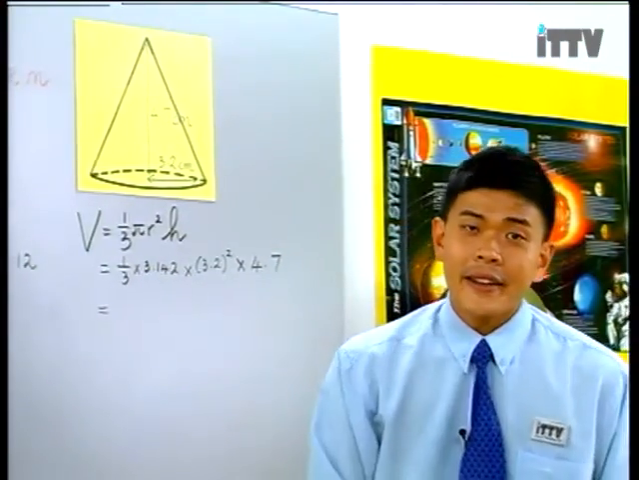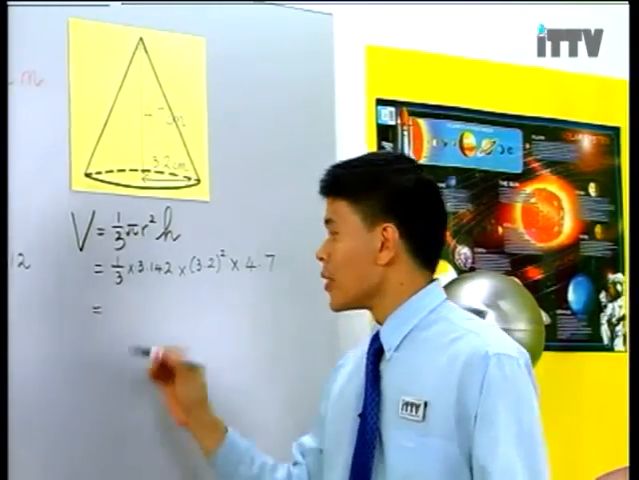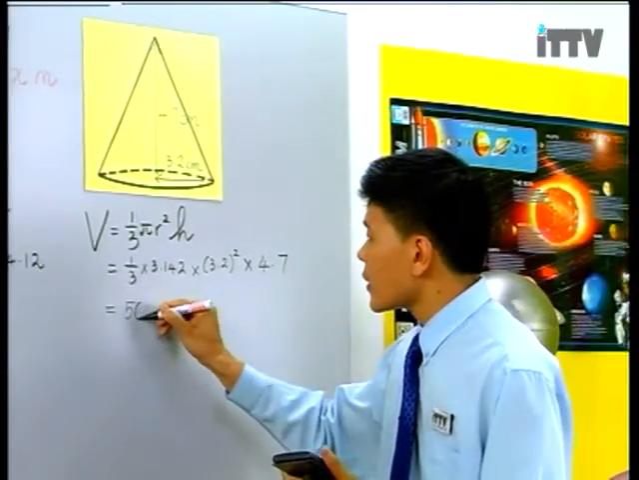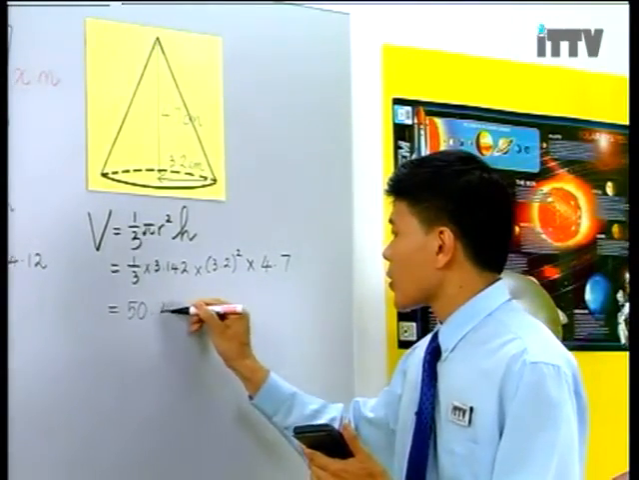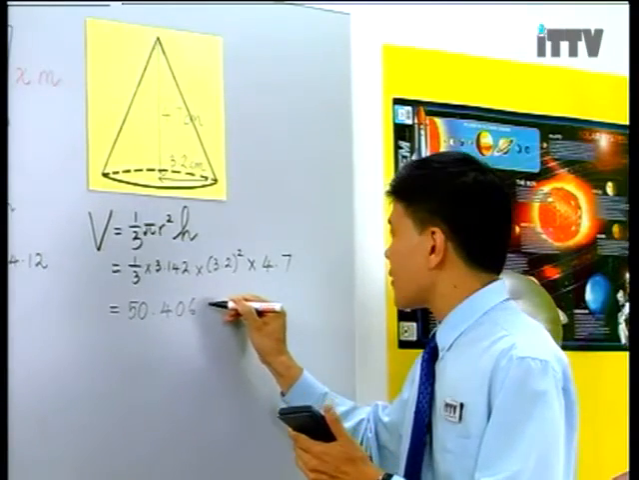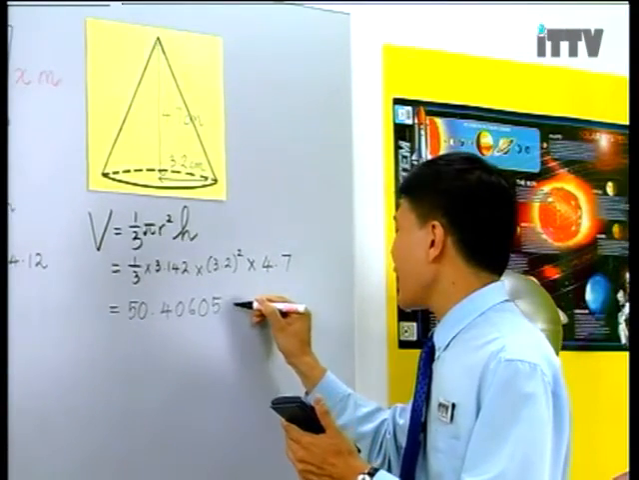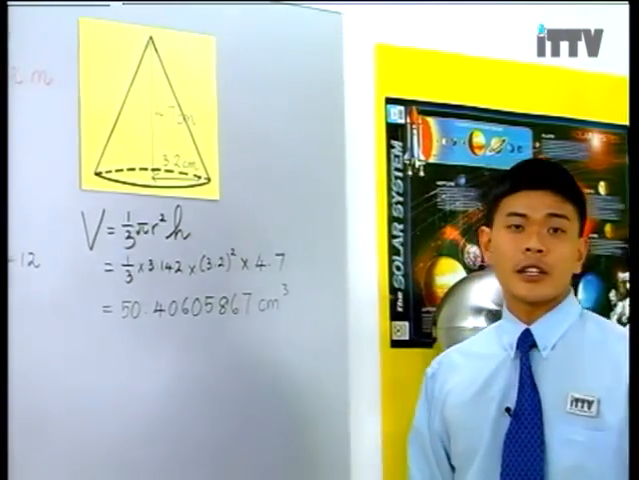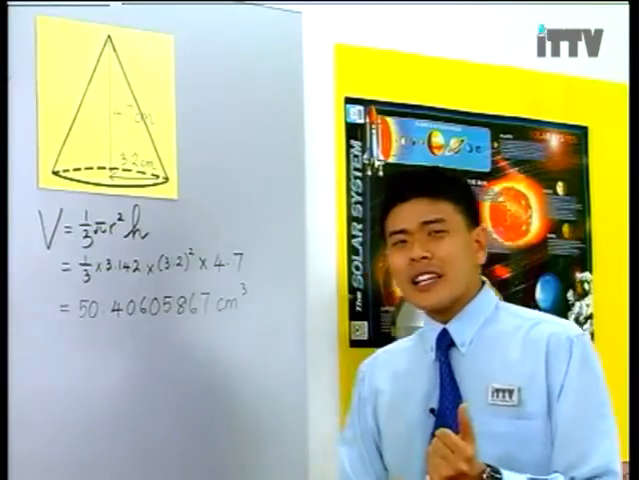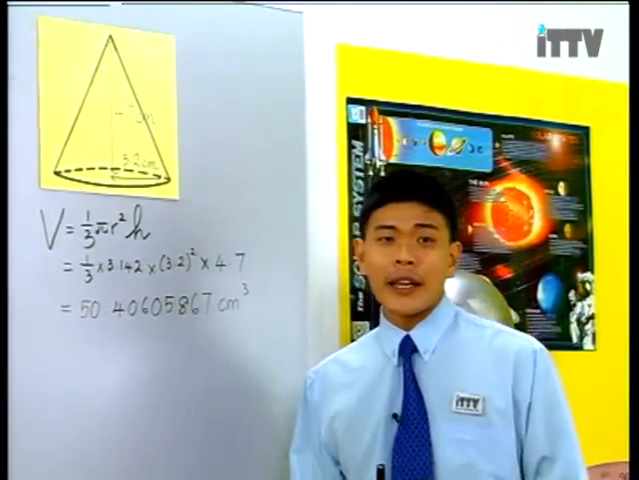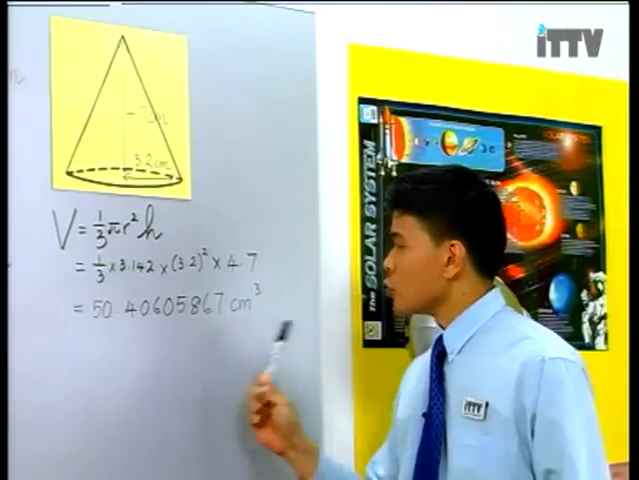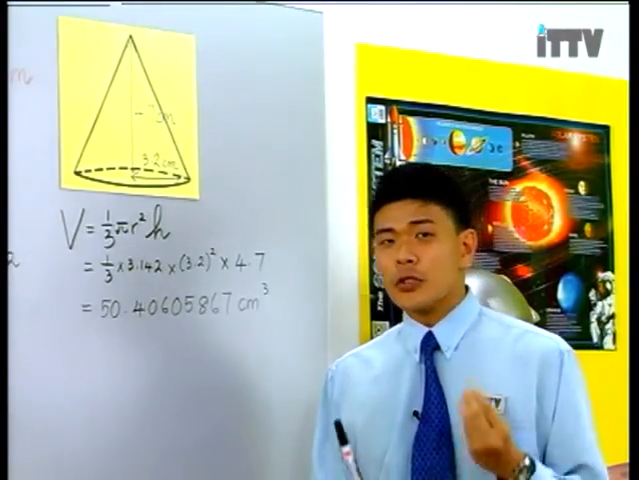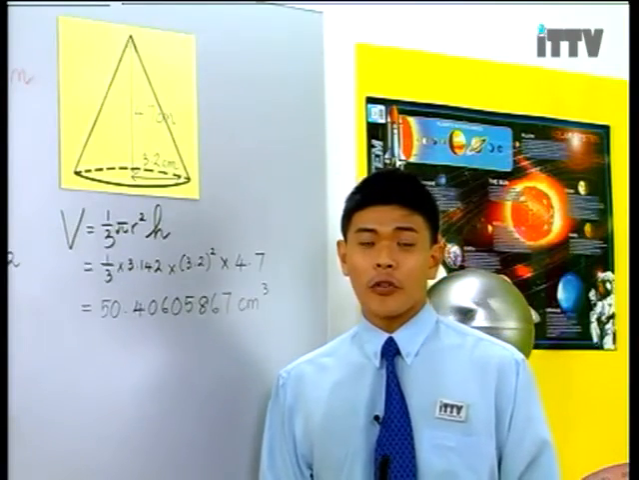You should obtain a volume of, look at the screen of your calculator, 50.40605867 centimeters cube. And one look at this answer, it contains too many significant figures. So we want to reduce it to a level that is good enough for us to state the volume for people to read.